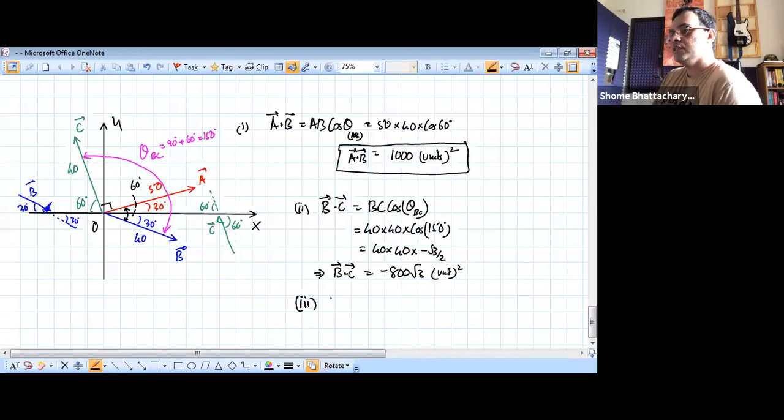Okay, so how much will A dot C be? It will be 0. It is AC cos theta between A and C. Now theta between A and C you can see is this one, no? This angle is the theta between A and C, 90 degrees, that one. So that is 0 because it is 90 degrees.